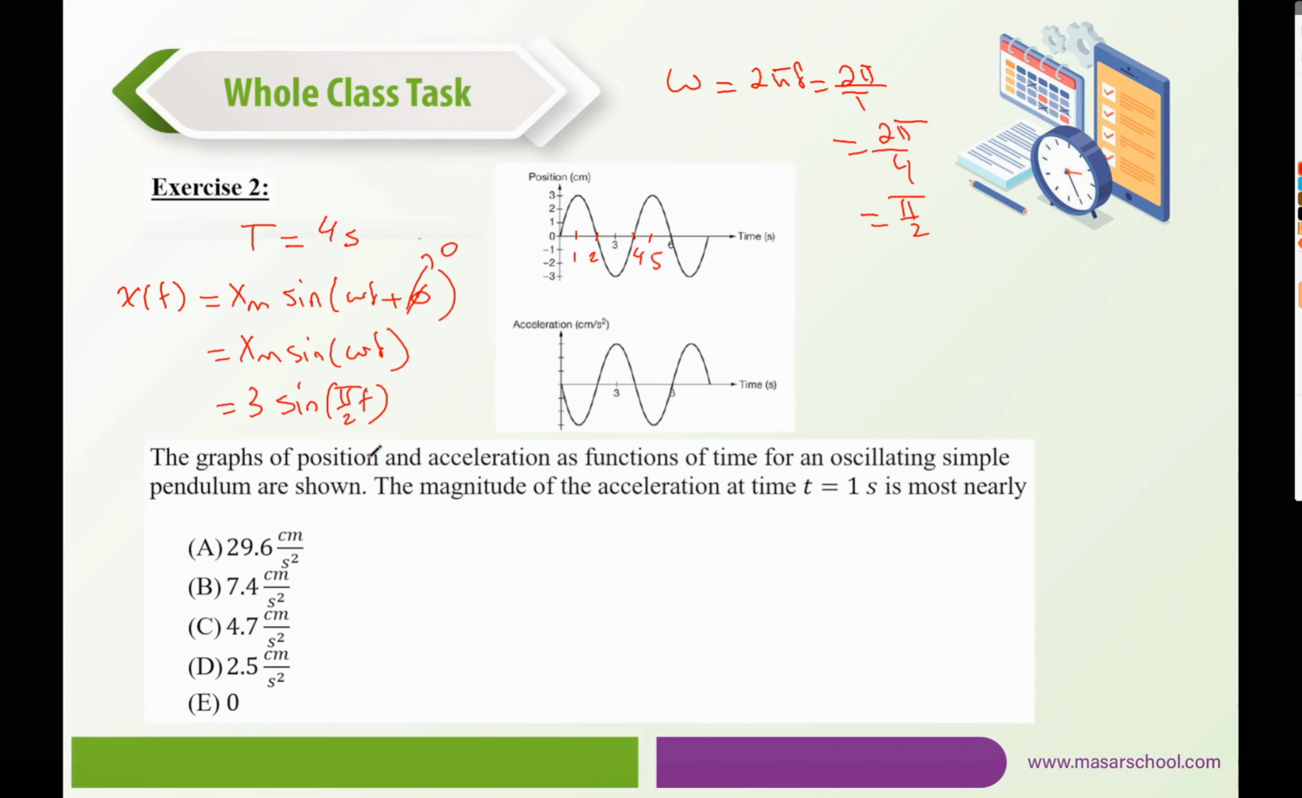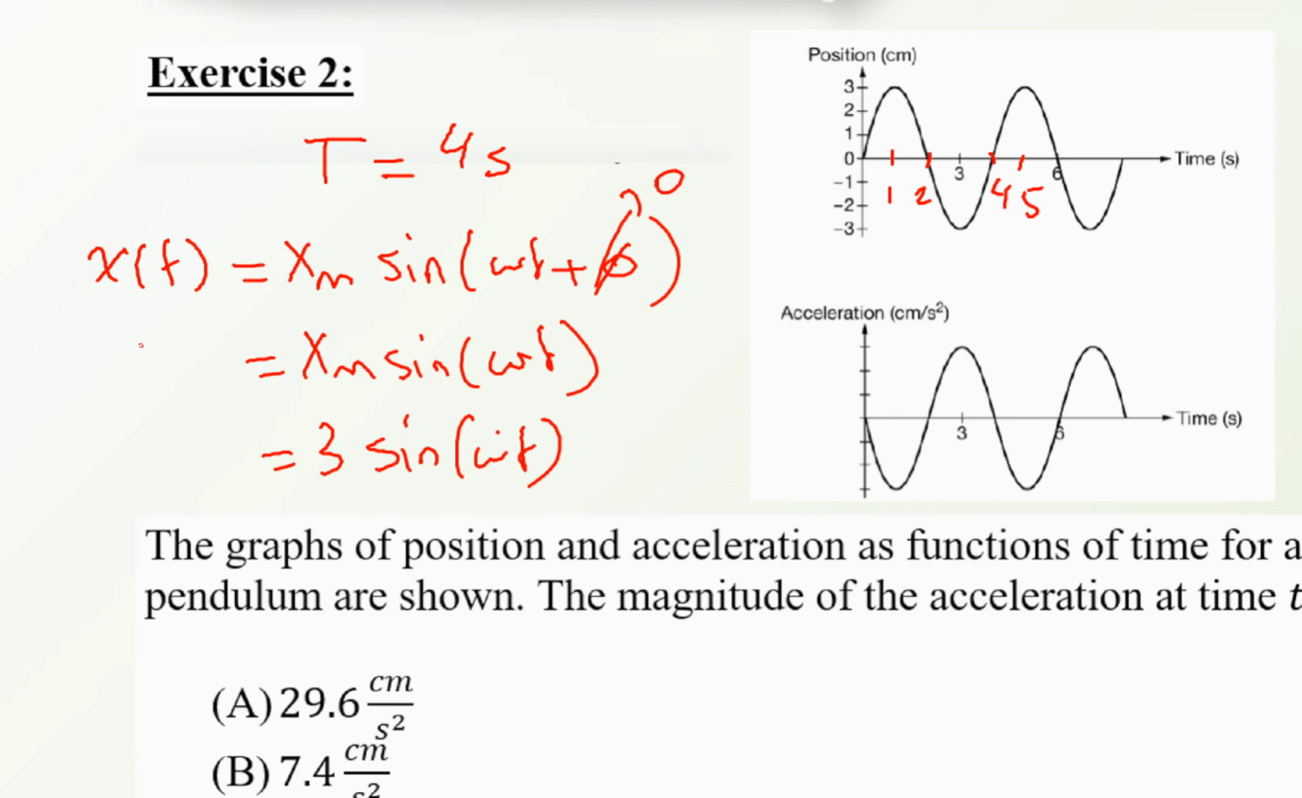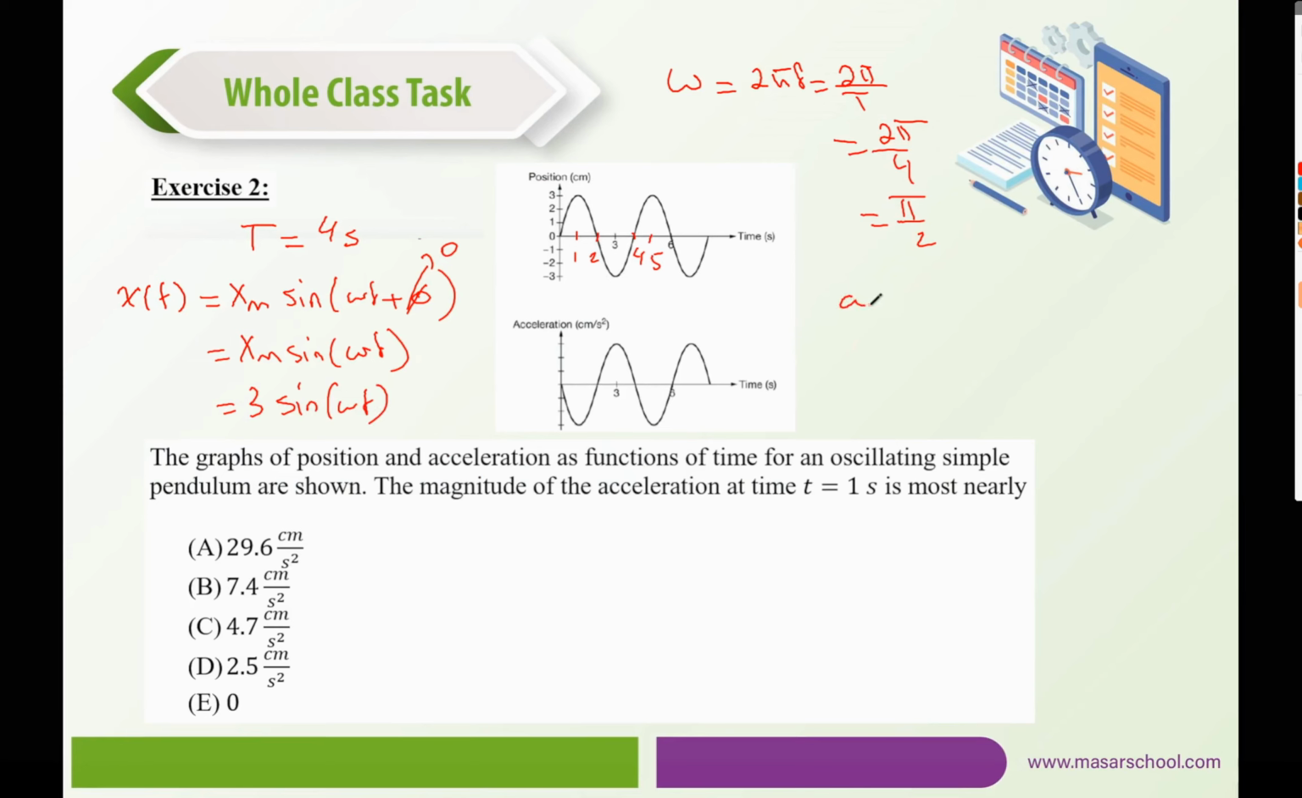Now we need to find the acceleration, but let me keep it as omega for now because I need to apply the derivative. Here, if we derive twice, then outside we will have omega squared with a minus sign. So the acceleration after deriving twice would be minus 3 omega squared sine omega t.